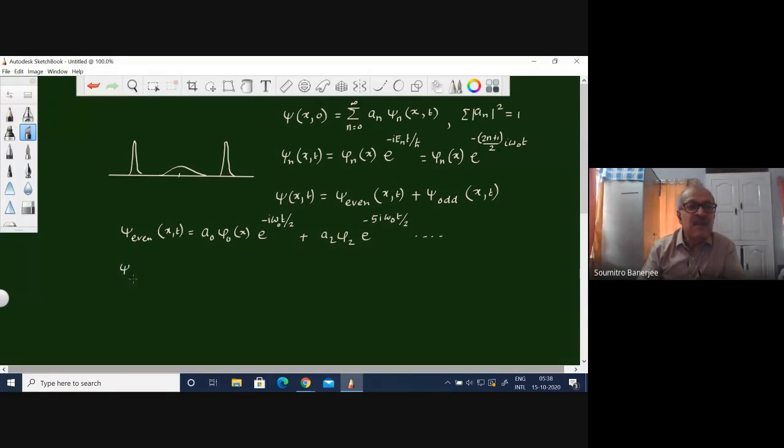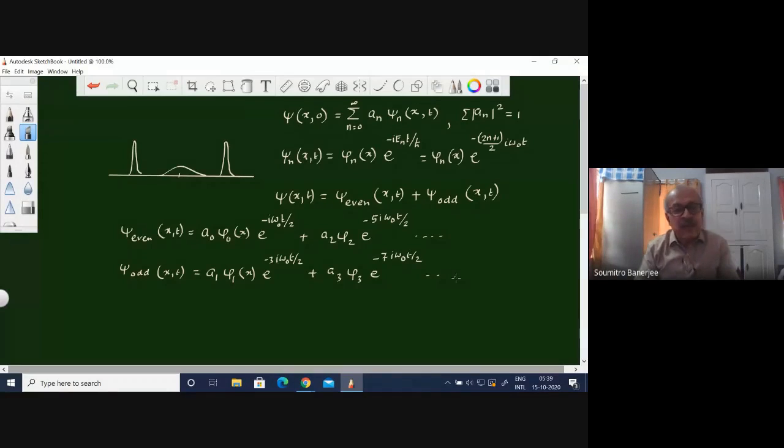Similarly, the psi odd of x and t will be the first one, a1 psi 1 of x e to the power minus 3 i omega naught t by 2, plus a3 psi 3 e to the power minus 7 i omega naught t by 2, and so on and so forth. So we can divide the initial wave function into the even part and the odd part.